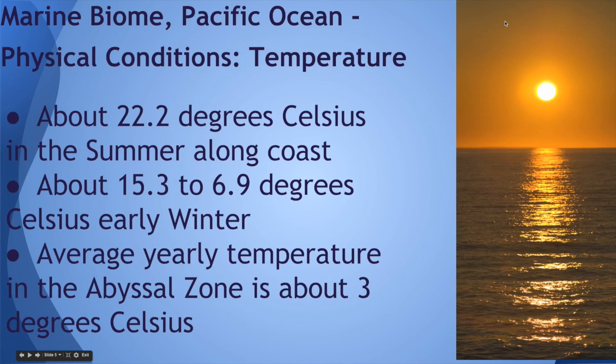The temperature in the Pacific Ocean is approximately 22.2 degrees Celsius in the summer along the coastline. It's about 15.3 to 6.9 degrees Celsius in early winter. And the average yearly temperature in the abyssal zone, which is the deepest zone in the ocean, is about 3 degrees Celsius.